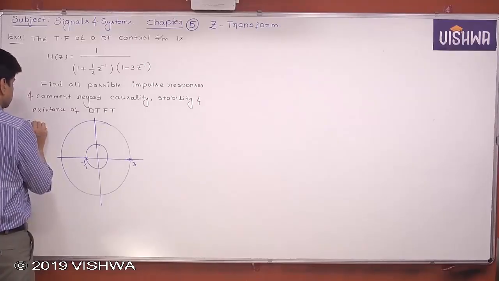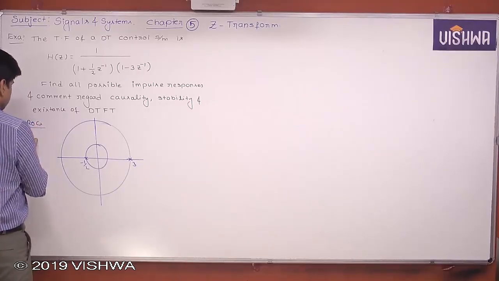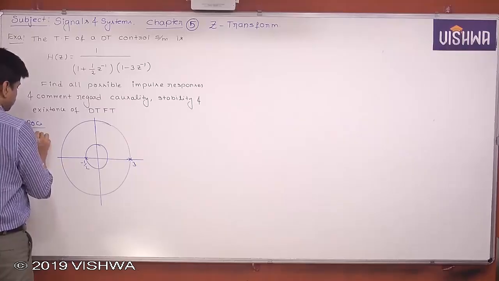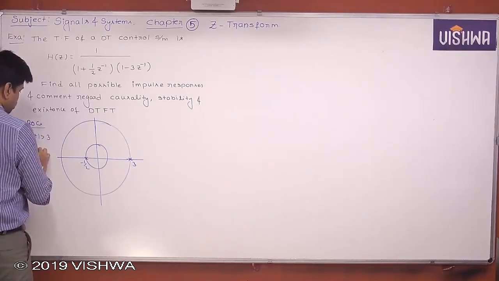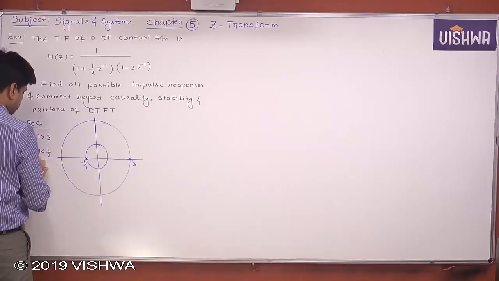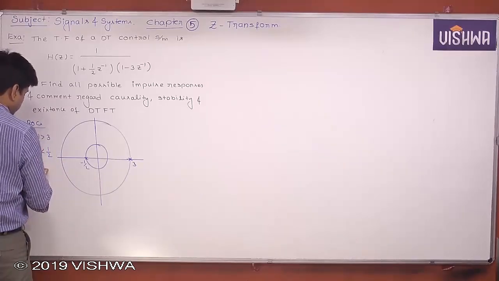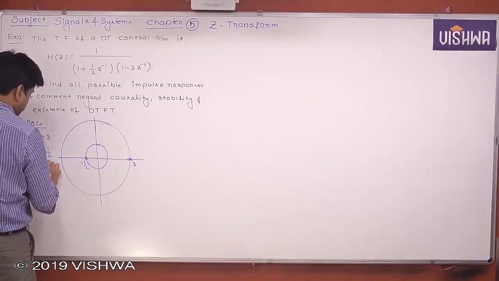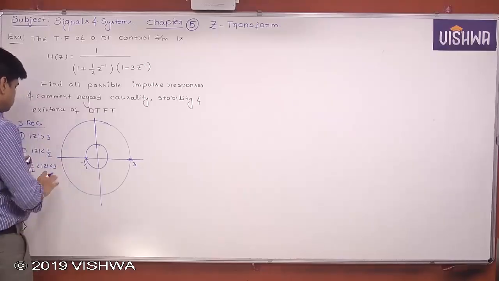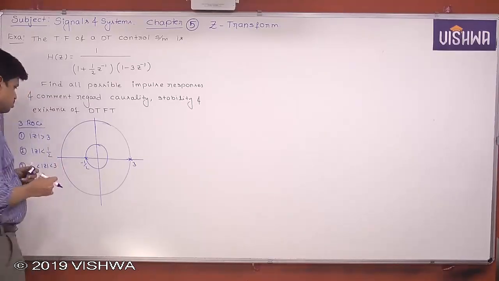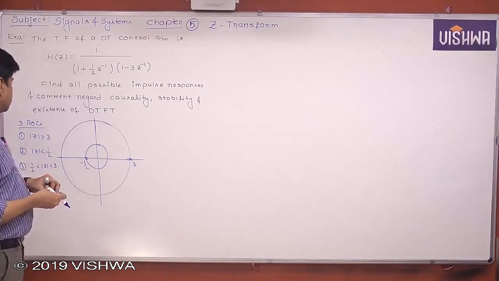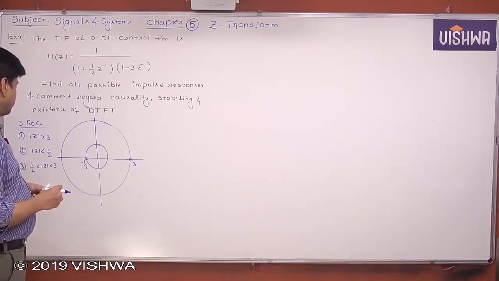Three ROCs. What are they? First one, mod z greater than 3. Second one, mod z less than 1 by 2. Third one, 1 by 2 less than mod z less than 3. So these are the three ROCs we are having. Clear?